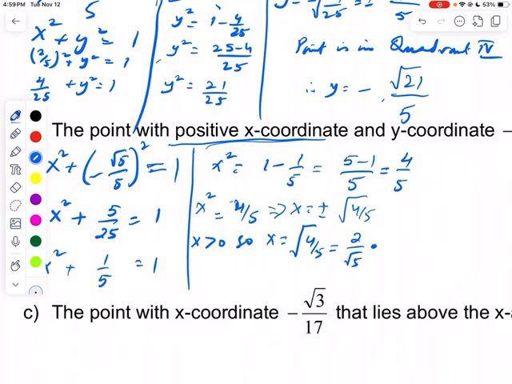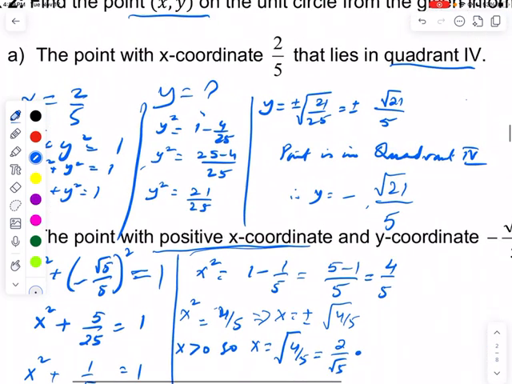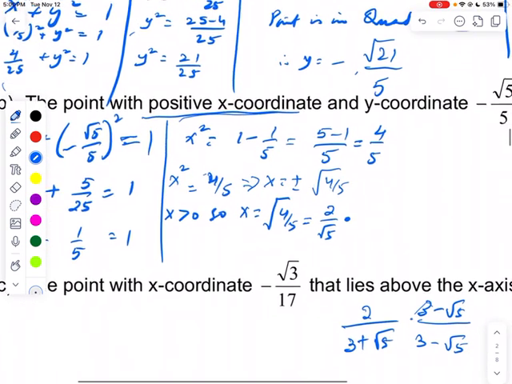So notice here, if I had something like this instead, then I would have to rationalize it, to get rid of the square root sign from the denominator, I would have to multiply by the conjugate of the denominator. So I would have to multiply by something like this. But we have only square root of 5. Square root of 5 doesn't have a conjugate, you can say. It is an irrational number, by the way, but it does not have a conjugate.